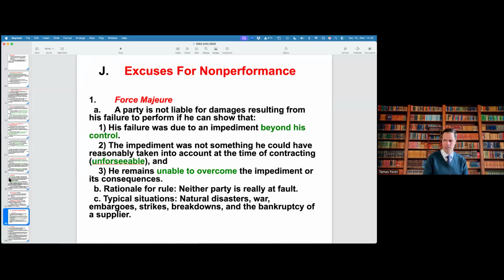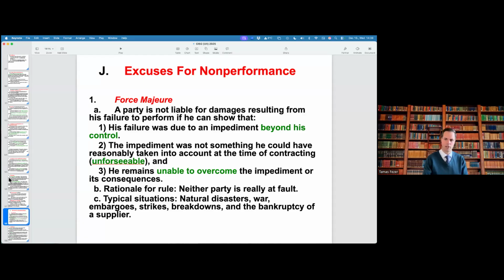The impediment was not something he could have reasonably taken into account at the time of making the contract, and he remains unable to overcome the impediment or its consequences. Now it's a really, really complex regime for defense. All three conditions must be met in order to escape liability from damages.